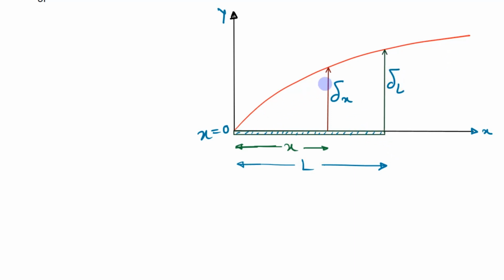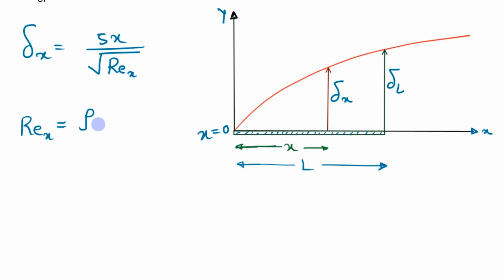For the laminar region of the boundary layer on this flat plate, it is found from experiment that delta x is equal to 5 times x divided by the square root of the Reynolds number at that point. At x, the Reynolds number is given by Re x, and this is called the local Reynolds number. It is given by Re x is equal to density, that is constant, times the velocity of the flow, times the length x from the starting of the flat plate, divided by the coefficient of viscosity.